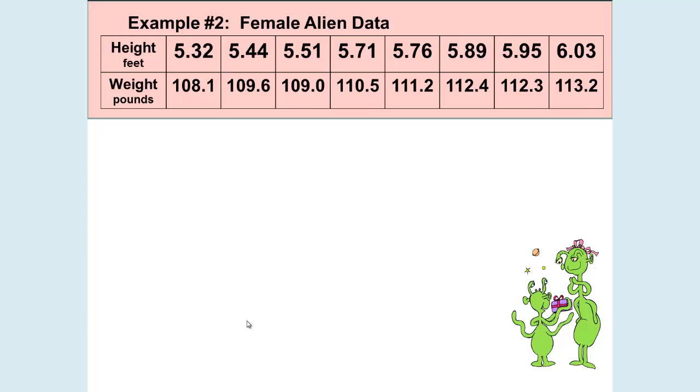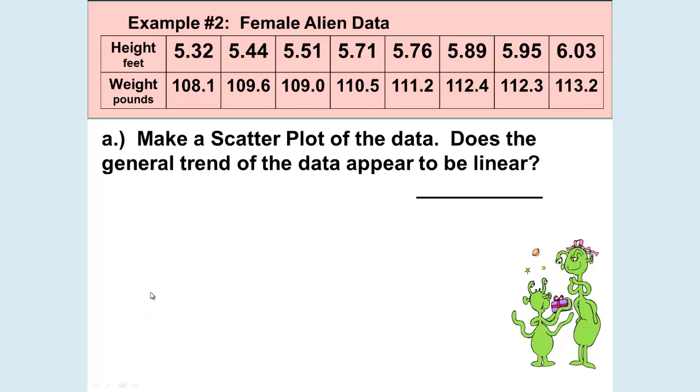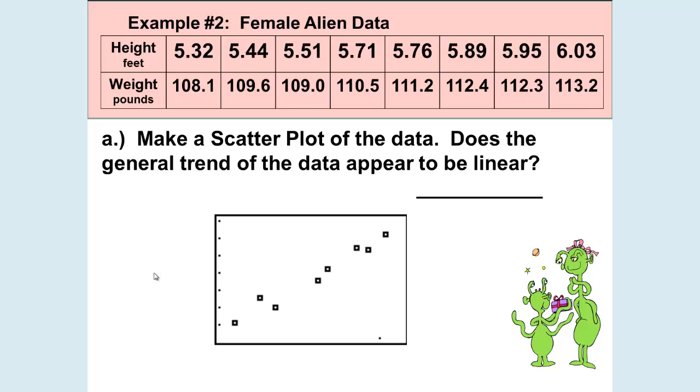109.6, 109.0, 110.5, 111.2, 112.4, 112.3, 113.2. And we're going to first make a scatter plot of the data, and then answer the question, does the general trend of the data appear to be linear? And we won't go through the details because you should be able to use your calculator to do that, but here is the scatter plot and the screenshot of that scatter plot.